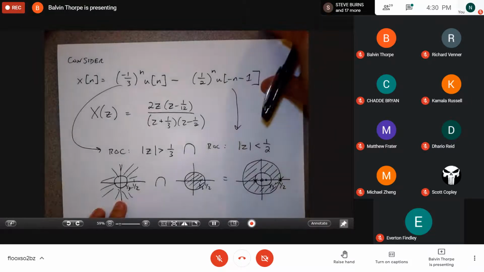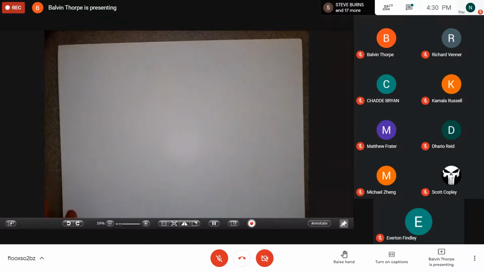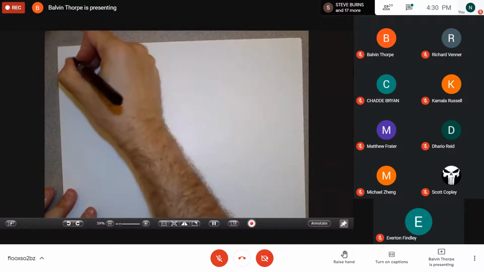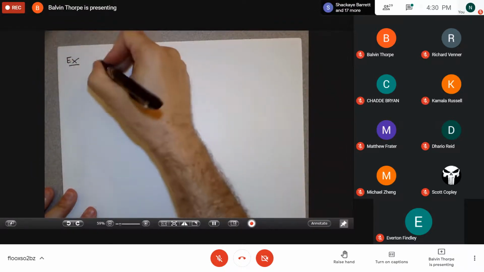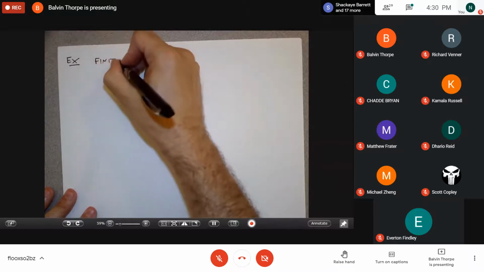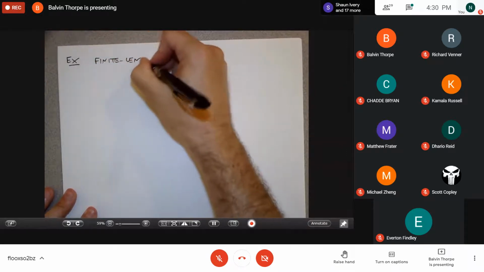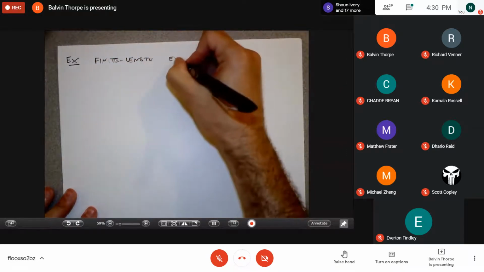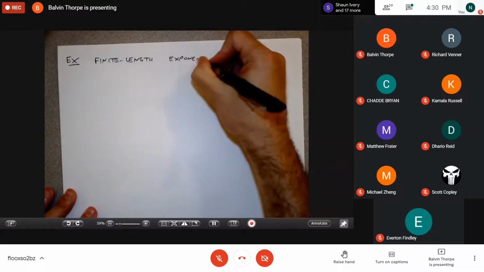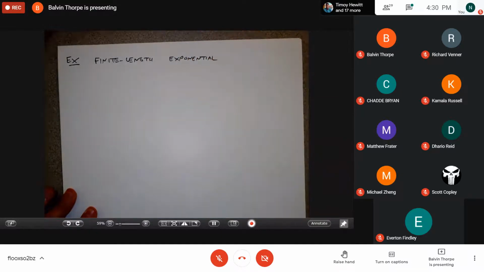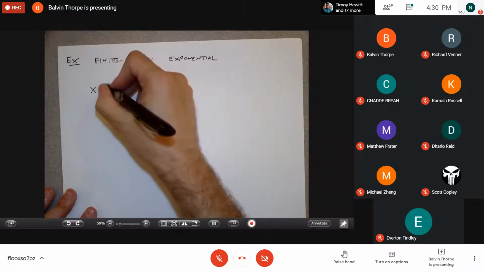Okay, so let's do a slightly trickier one. So, what if we have a finite length exponential? So everything I've done so far has been some signal that extends to infinity in one direction or the other, or both. But what about something like this?